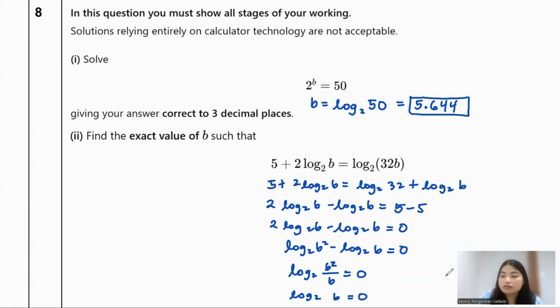And then this is logarithmic form wherein you can just put it in exponential form. The base 2 there in log will be the base 2 there in exponential, and your exponent will be that 0, equal to b. And you know that any number that you raise to 0 will always be 1. And that's the answer.